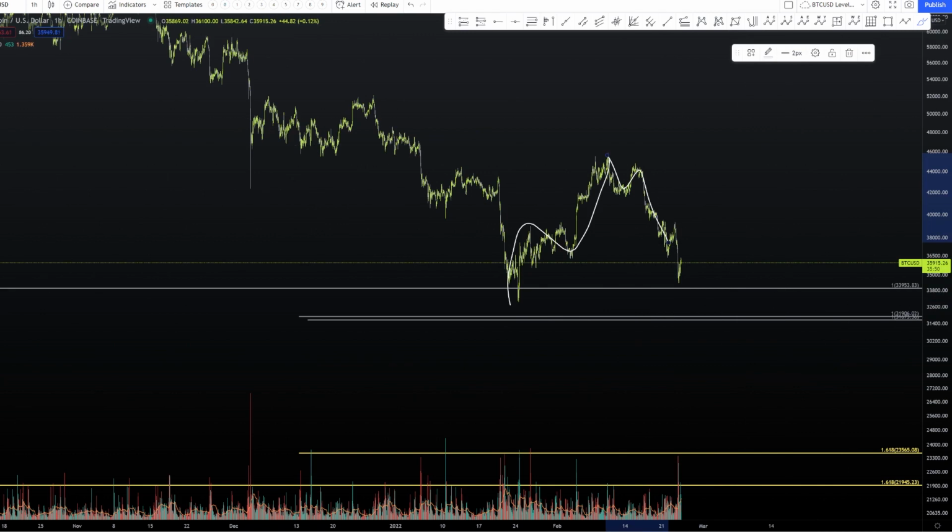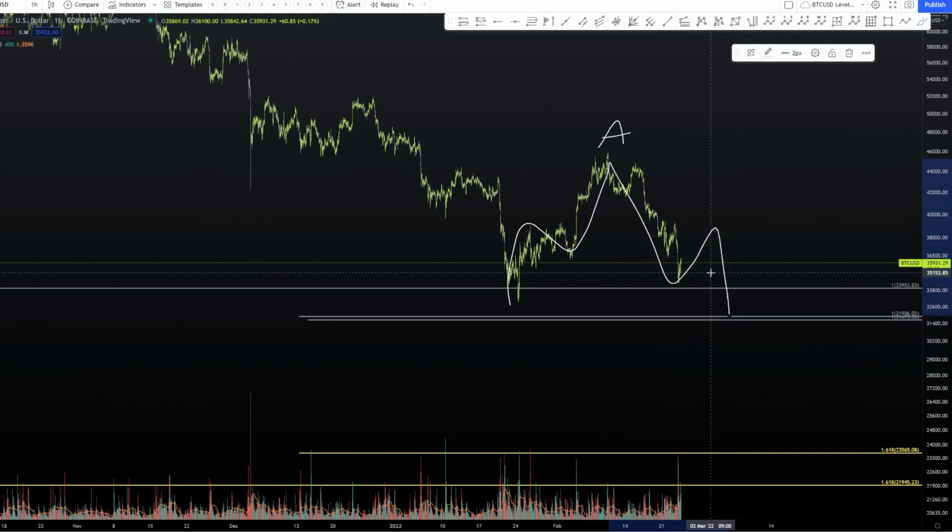Now it could also be a wave B. If this is a wave A up here, and this is a wave B, we might get something like this, A, B, C, or this could simply be the bottom if this is a zigzag, A, B, C.